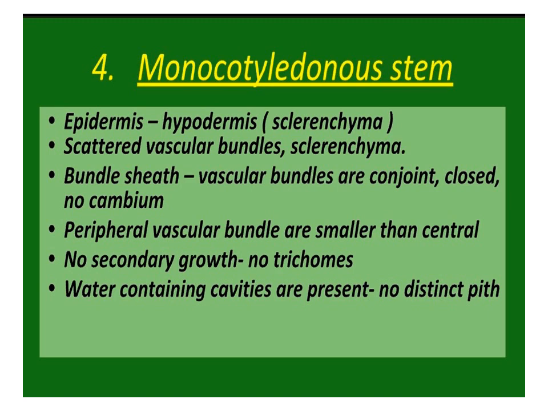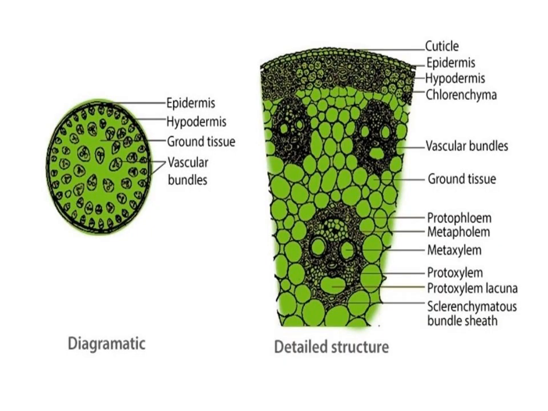Vascular bundles are numerous and are scattered in the ground tissue. Peripheral vascular bundles are generally smaller than the centrally located ones. Each vascular bundle is conjoint and closed and is surrounded by a sclerenchymatous bundle sheath. A water-containing cavity is present in each vascular bundle. Here is the transverse section of a monocotyledonous stem.